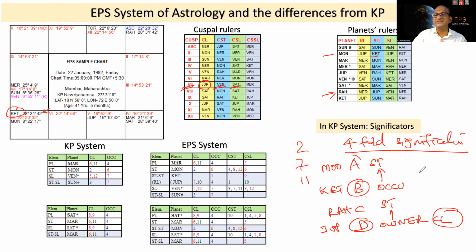But in EPS, it is not like that. In EPS, we do not follow such significators. We take each planet like this and study from left to right and top to down, to know what houses the planet is signifying, and for one event, whether this planet will be favorable.